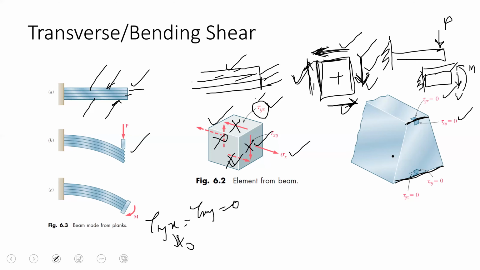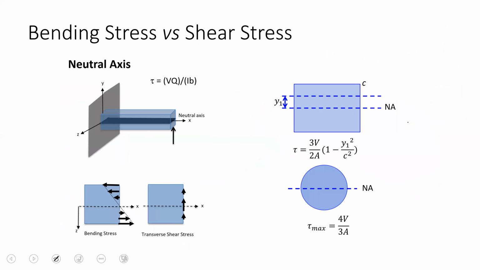So it is always maximum, and this is just one expression for different shapes like this one, this is the rectangle shape, this is for the circular shape. We will not go into the detail of where this is coming from. So these are basically the distribution of the tau.